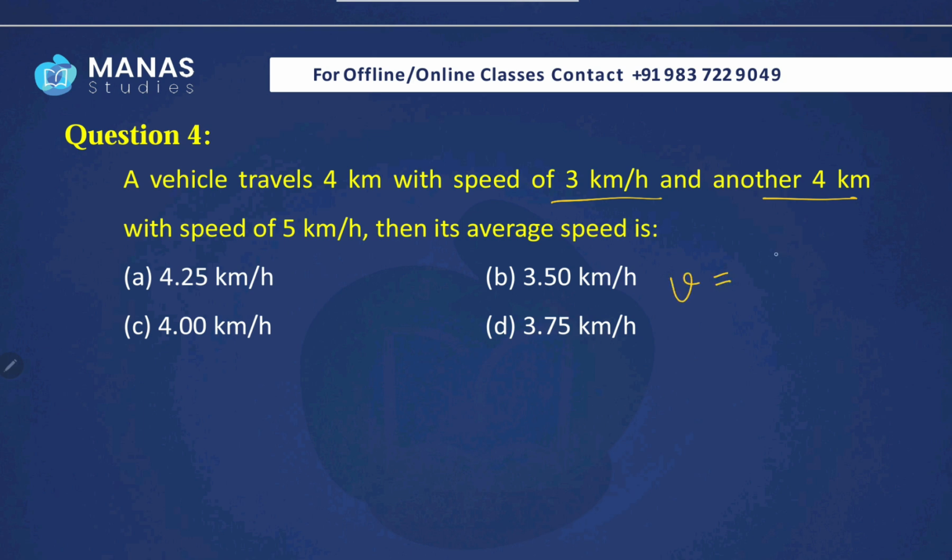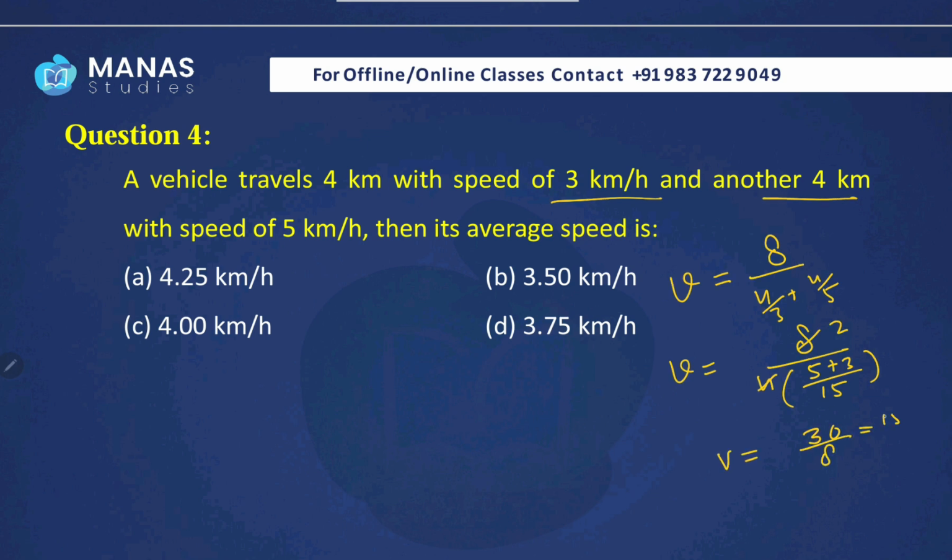The total distance covered is 4 plus 4, which is 8. And the total time taken is 4 upon 3 plus 4 upon 5. We can do it in decimals also, or by taking the LCM. I've taken LCM 15. This is coming 5 plus 3, and this is cutting. So v is coming 15 into 2, 30 upon 8, 15 upon 4, and that will be 3.75 kilometers per hour. This will be the final answer.